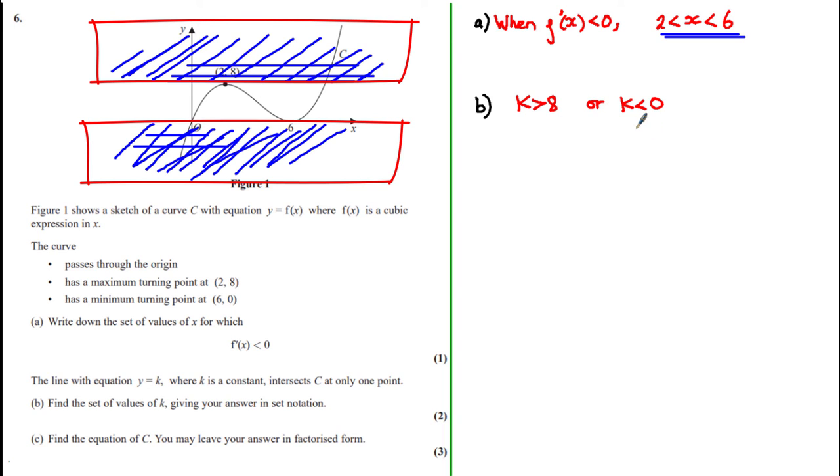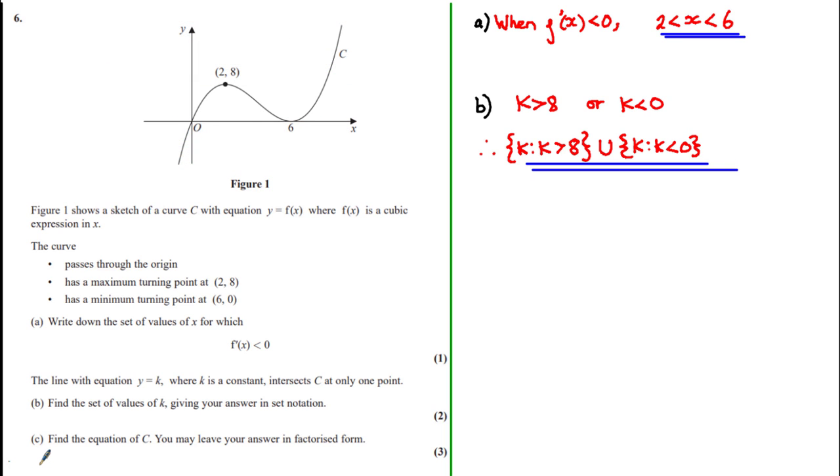Now we can use this to just convert it into set notation. So this is equivalent to the set, and we use curly brackets for the set notation, the set of values of k such that k is strictly greater than 8, and we represent or using the union symbol, the set of values of k such that k is strictly less than 0.